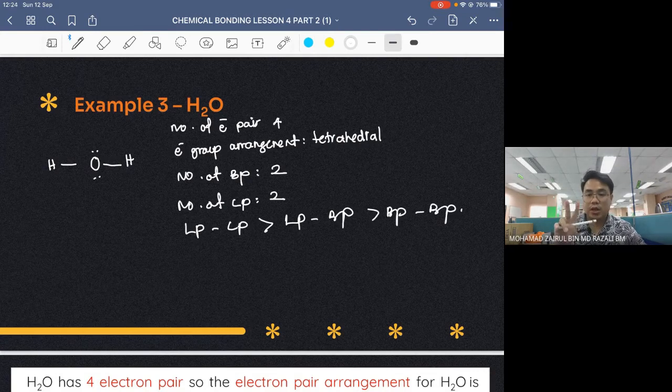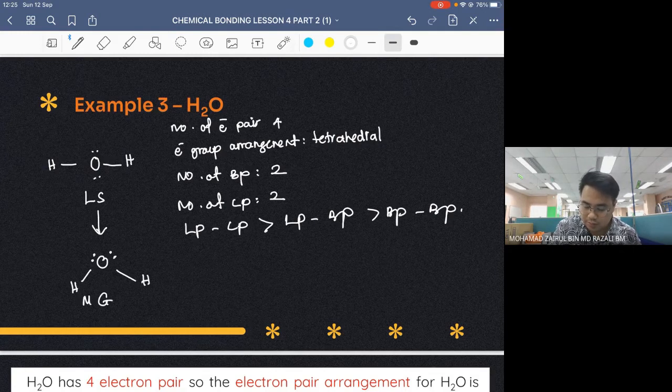So kalau electron group arrangement awak adalah tetrahedral, okay, dan awak ada 2 bonding pair and 2 lone pair, so maknanya the shape adalah V shape ataupun bent. So oksigen, hidrogen dan satu pair elektron sini, satu pair elektron dekat sini. So ini adalah dia punya molecular geometry. Kita panggil sebagai V shape ataupun kita panggil dia sebagai bent.